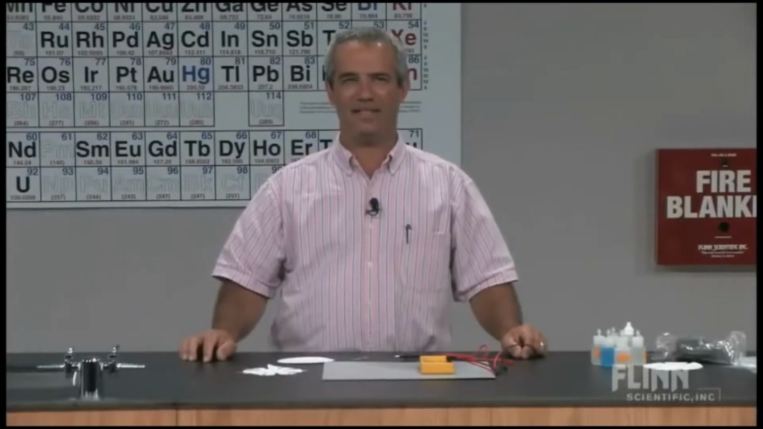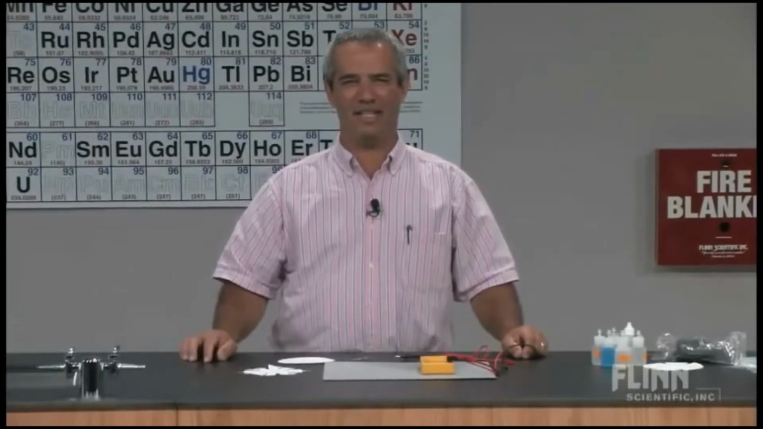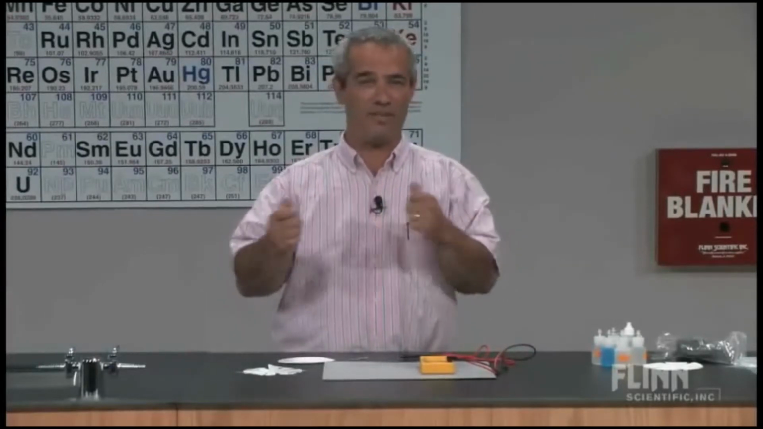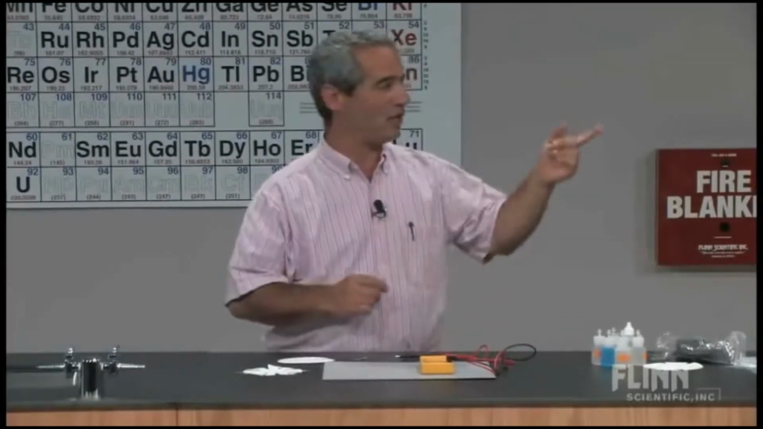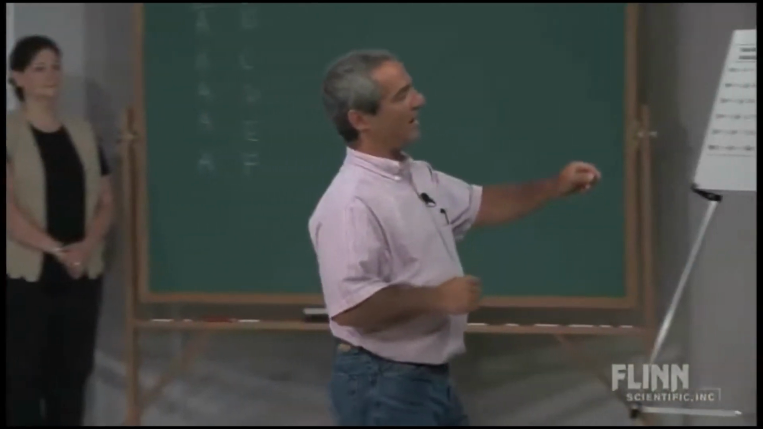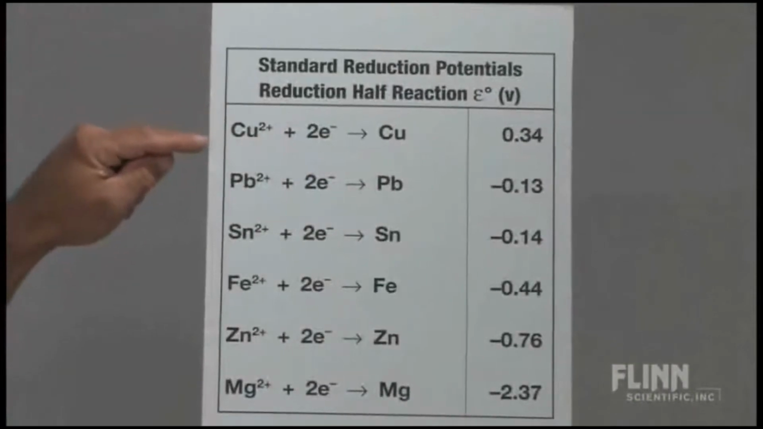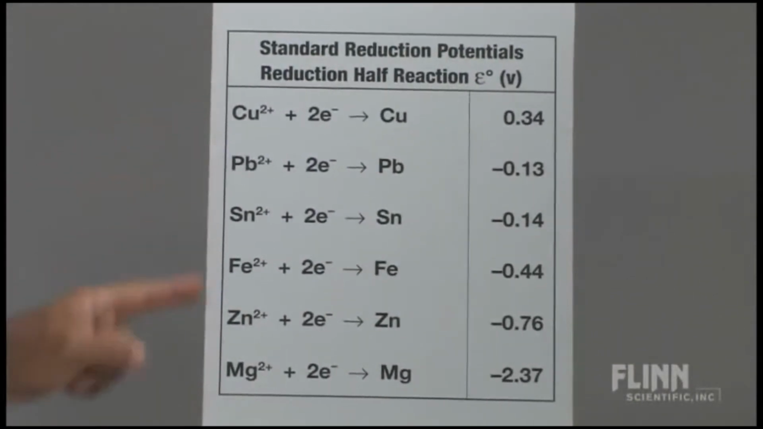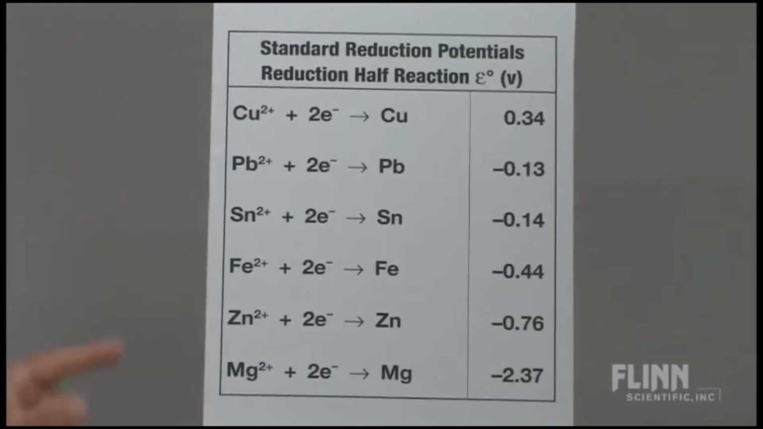What it really boils down to is a kind of a tug of war. That's the best analogy I can think of. The ions have different tendencies to attract electrons to them. And when you pair them up one against another, we've got a chart over here that shows several reduction potentials for 6 common metals: copper, lead, tin, iron, zinc, and magnesium, all 2 positive ions. And these are all the reduction half reactions, and these are the standard reduction potentials.